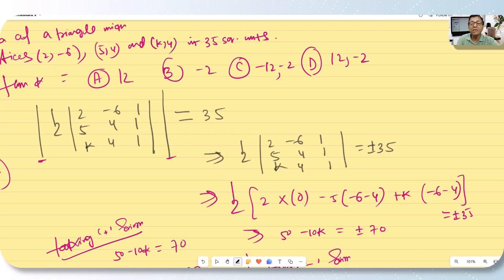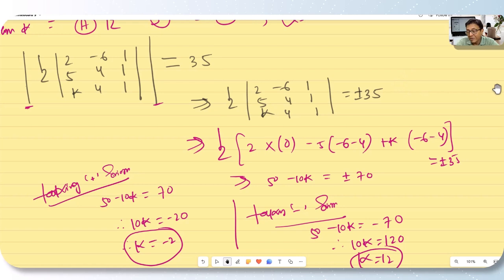Option D is the answer. Clear? Why have I done this sum? Because most of you will make a mistake here. When you are removing the mod, you forget to put plus minus there. Okay? Hope understood.